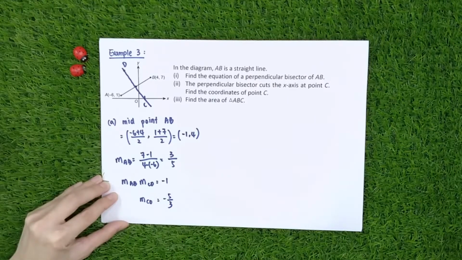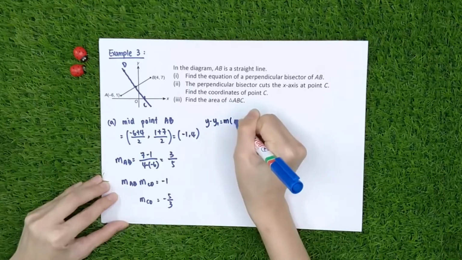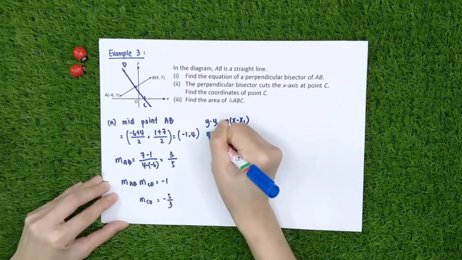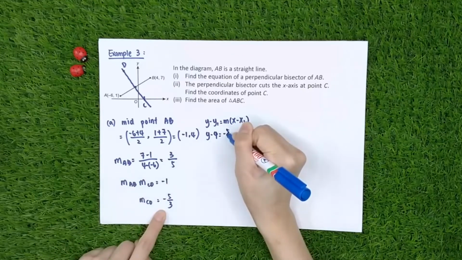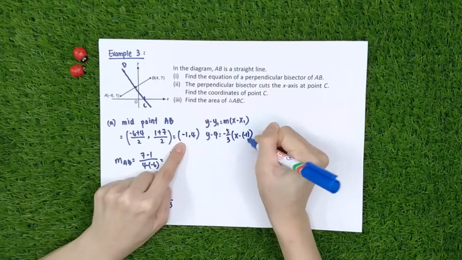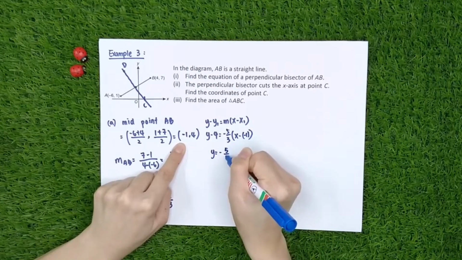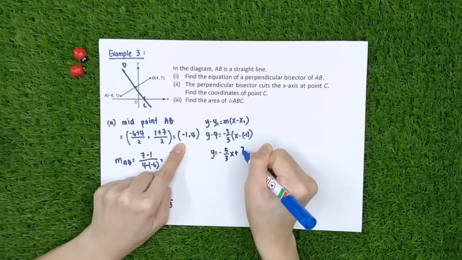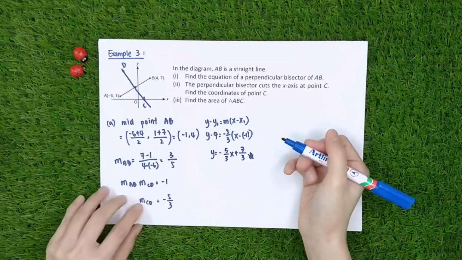Now we can find the equation of CD by using the gradient and the midpoint of AB. y minus y1 equals m times x minus x1. y minus 4 is equal to the gradient, negative 5 over 3, times x minus negative 1. So I can get my answer: y equals negative 5 over 3 x plus 7 over 3. Okay, so this is my first part.